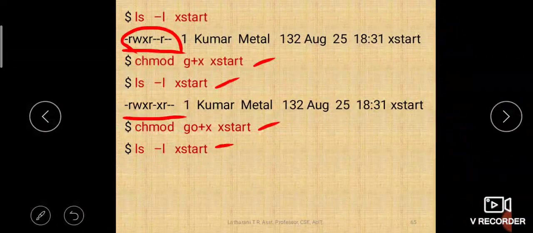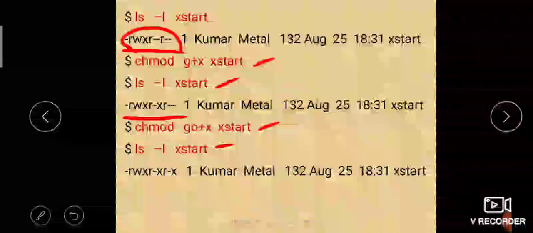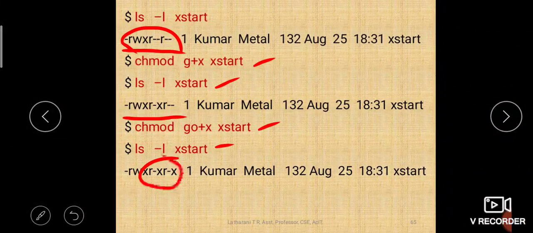Now if you say ls -l, the long list will be displayed, and you can observe that both group and others have execution permission. See here we didn't have execution permission for group and others, right? But here we added execution permission for both group and others. Is that clear?